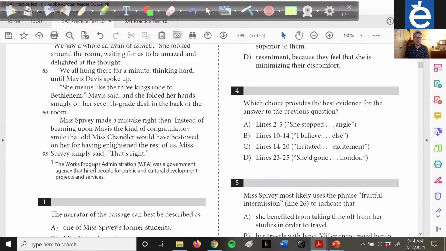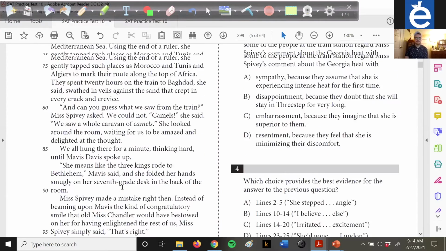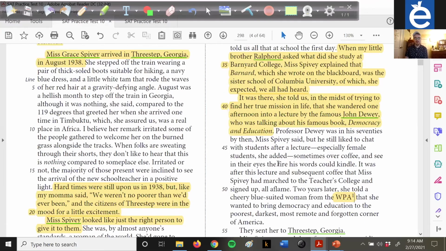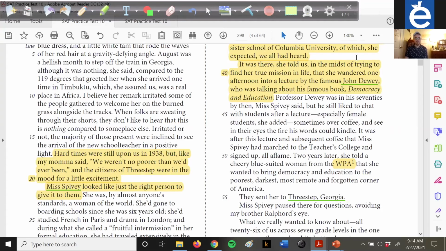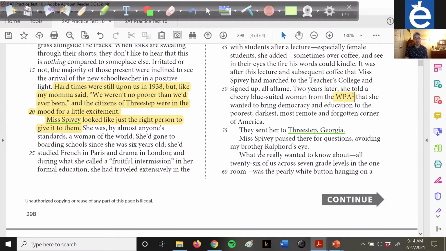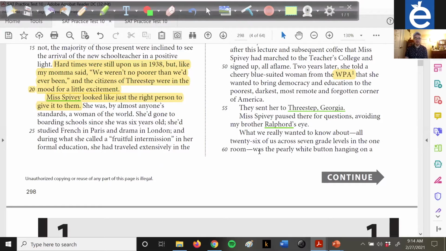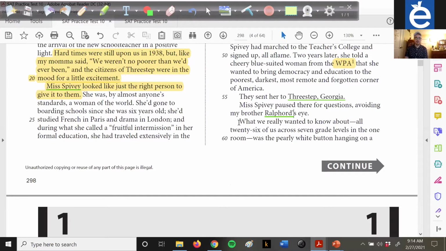That was the Works Progress Administration, a government agency that hired people for public and cultural development projects and services. Okay, so the people who hired her sent her to Three-Step Georgia when she said she wanted to go to a desolate place. More about Ralford. It's a name I've never heard outside of this passage, by the way, but it's the 30s. What we really wanted to know about, all 26 of us, okay, so this seems key.